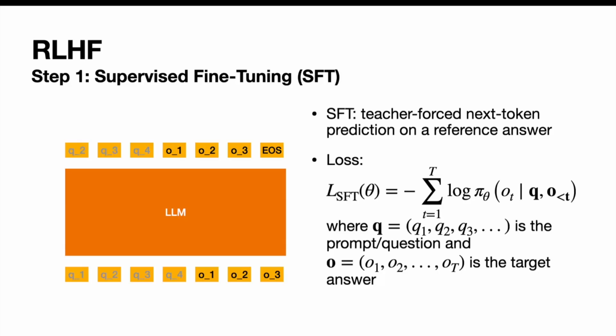The important difference from pre-training is that in supervised fine-tuning, we usually compute this loss only on the answer tokens. The prompt tokens are used as context, but they are masked out from the loss. So the SFT loss encourages the model to generate the target answer conditioned on the prompt.